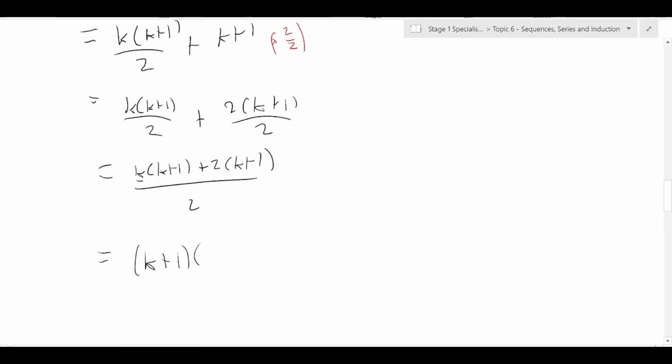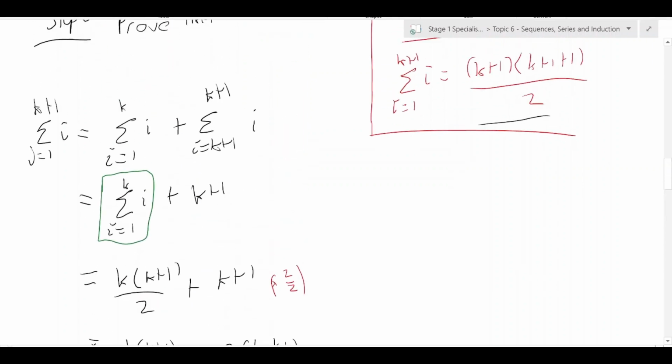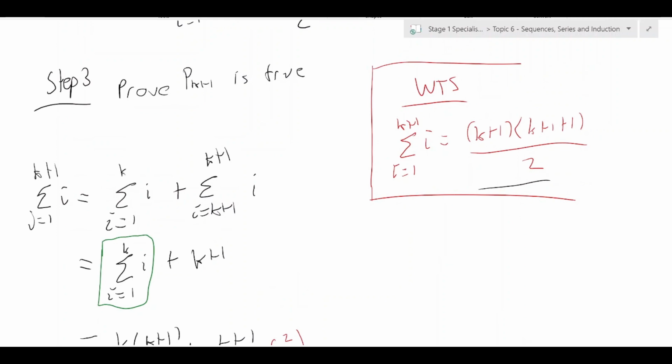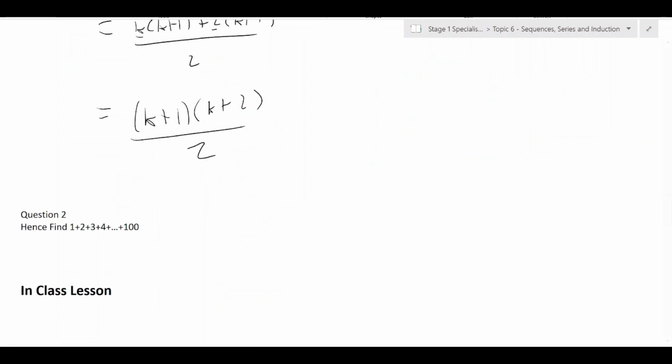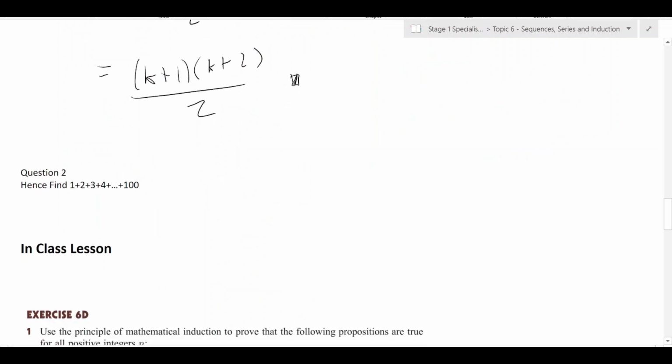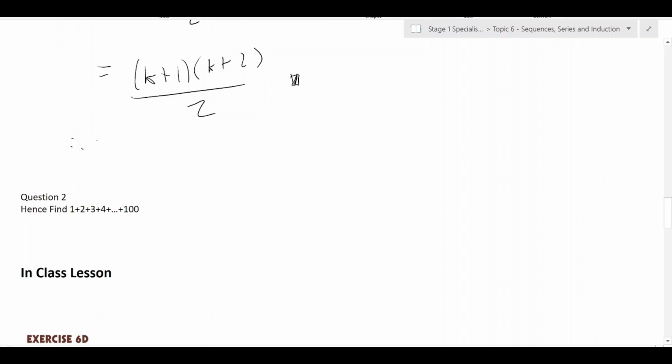And what am I left with? I'm left with (k plus 2) over 2. And that looks almost like what we want to show because that thing there is just k plus 2. So it looks like we've done it. So you say a couple things. Therefore, P(k plus 1) is true. Therefore, P(n) is true for all n greater than or equal to 1, where n is an integer, by mathematical induction.